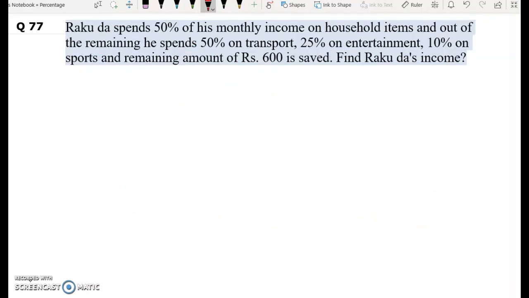Question number 77. Rakuda spends 50% of his monthly income on household items and out of the remaining he spends 50% on transport, 25% on entertainment, 10% on sports and remaining amount of rupees 600 is saved. Find Rakuda's income. So in this question let's say Rakuda's income is rupees X.